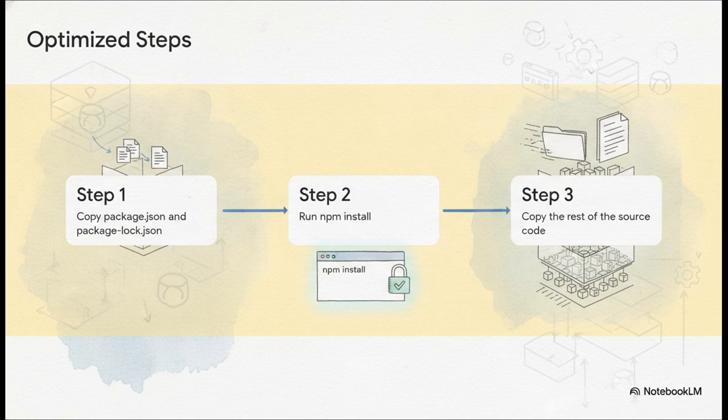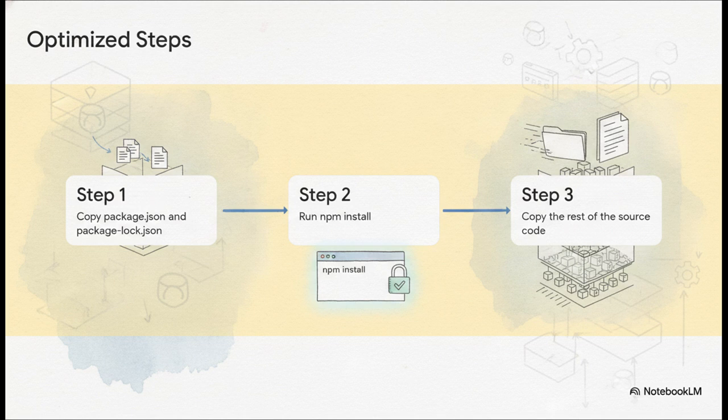Here's your actionable solution. Step 1. Only copy your package.json and package-lock files first. Step 2. Run your heavy npm install. And Step 3. Only after that install is completely done do you copy the rest of your source code. By doing it this way, your heavy node_modules remain perfectly cached.